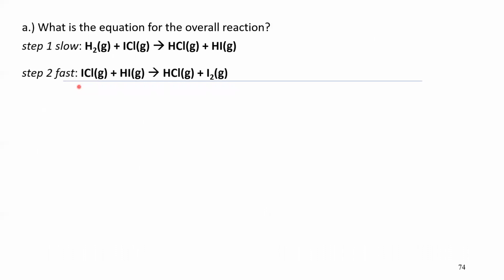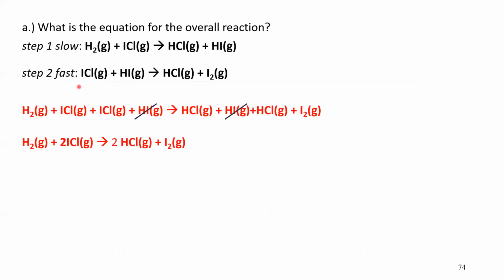Let's look at the first part. What's the overall reaction? Well, we're going to add these reactions together. Okay, so we've got hydrogen plus ICl plus ICl plus HI. We're just adding all the reactants together. Yields HCl plus HI plus HCl plus I2. We're just adding all the products together. Now, when we add up the two steps in the reaction mechanism, we have HI here, which is produced in the first step. And we have HI here, which is consumed in the second step. It's an intermediate. We don't include intermediates in our overall reaction. We just cancel them out. So this is the overall reaction for this mechanism.